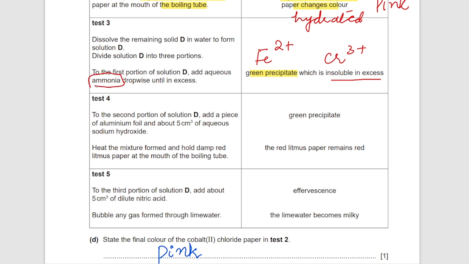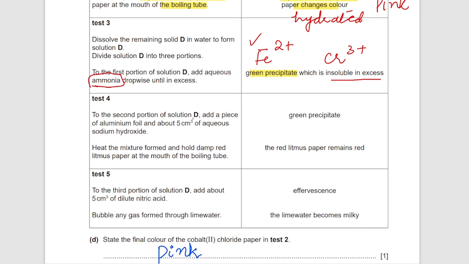But if aqueous sodium hydroxide is used, then chromium ions will dissolve in aqueous sodium hydroxide, whereas iron ions, Fe2+ ions, will not dissolve in aqueous sodium hydroxide. It will remain insoluble in both cases, but chromium ions dissolve in sodium hydroxide. So these are the key points which are given at the end of this paper.